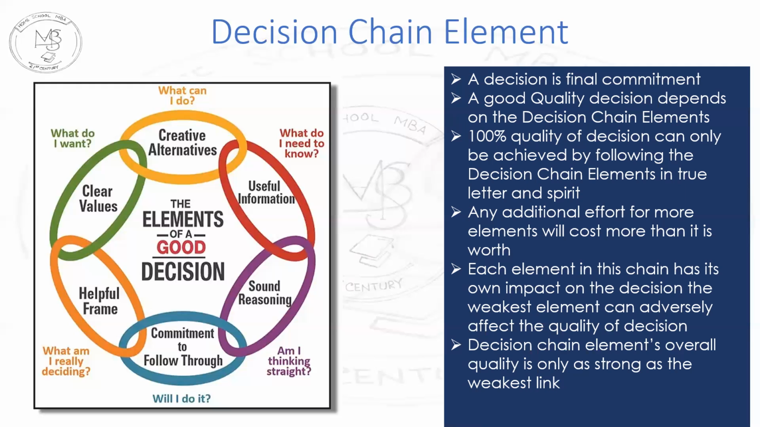Definitely, it's true, because when we say that one weak element out of the 6 elements within the chain can destroy the quality of the decision, it means that each element has to be followed in true letter and spirit. I'm repeating this because we have selected this alternative, so we have to follow through. Decision chain elements overall quality is only as strong as the weakest link. I think that's very true. And that's about all.